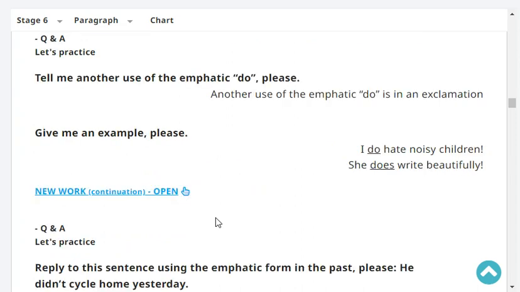Tell me another use of the emphatic do, please. Another use of the emphatic do is in an exclamation. Very good. Give me an example, please. I do hate noisy children. He does write beautifully.